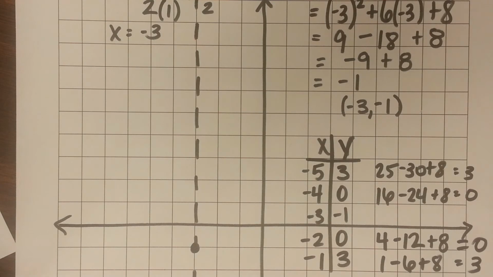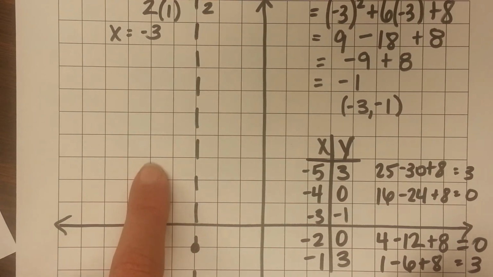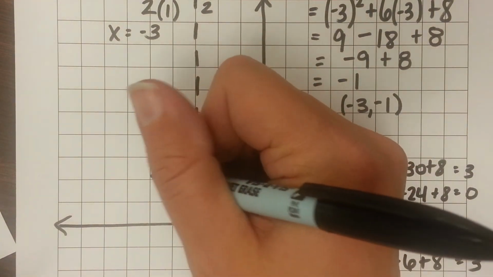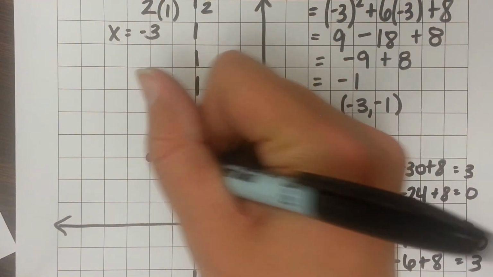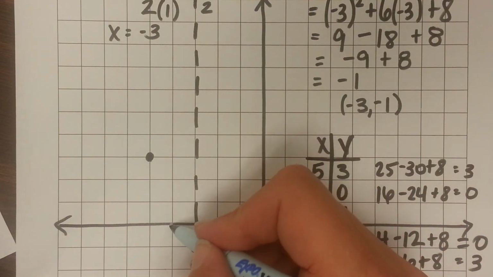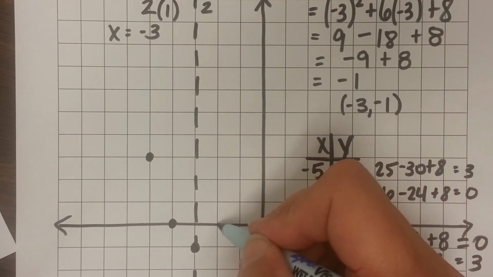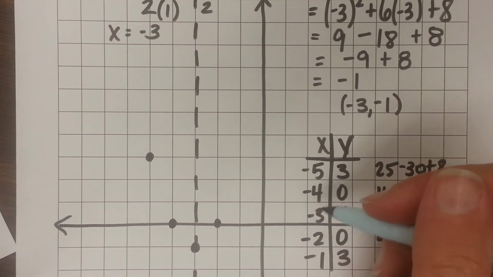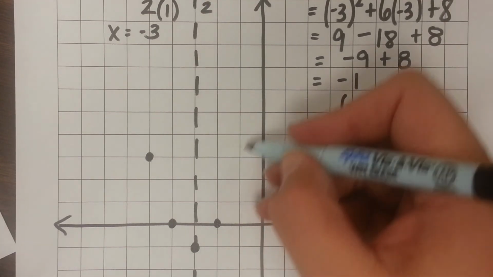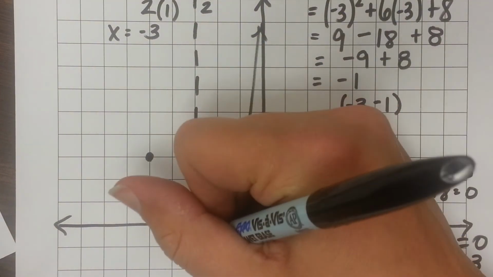Now we're going to graph those points, so we have our parabola starting to take form. We have negative 5, 3. 1, 2, 3, 4, 5. 1, 2, 3. We also have a point at negative 4, 0. We have another point at negative 2, 0. And at negative 1, 3. We'll go ahead and draw our smooth curve.